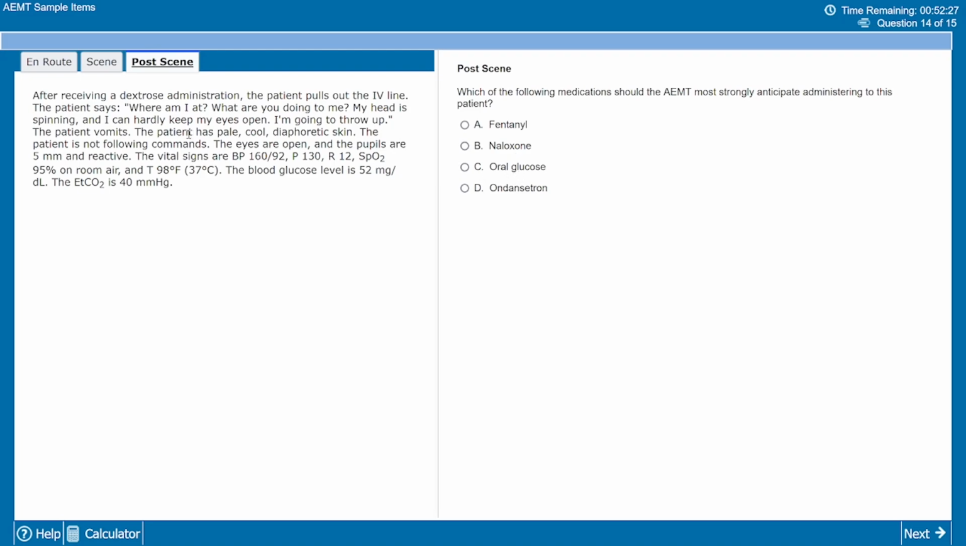Oral glucose, the patient can't follow commands. So if you give them oral glucose, you're potentially going to make them puke, aspirate, and you're potentially going to kill your patient. That's a huge contraindication. Zofran or Ondansetron, it can help with the patient's vomiting.